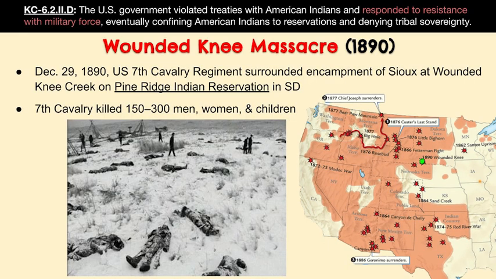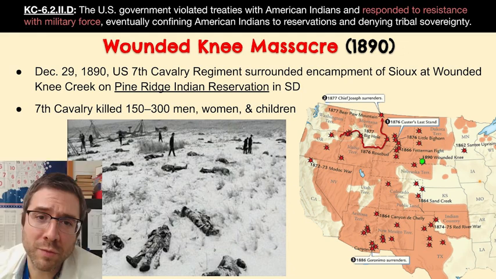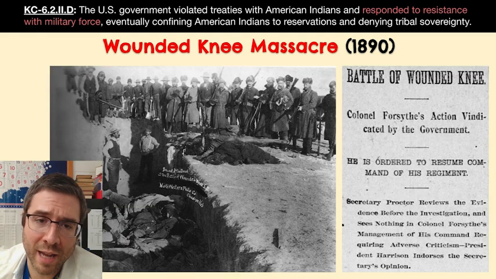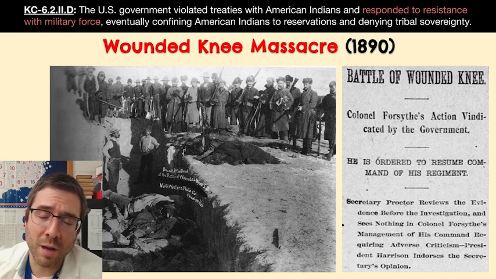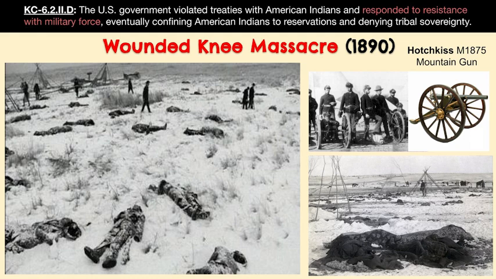The firearm discharged, and the cavalry took that moment as an opportunity to open fire on the peacefully congregated natives at Wounded Knee, killing 150 at least to possibly even 300 people. This included men, women, and children. The Hotchkiss 1875 mountain gun, a very powerful weapon, was even used on this peaceful congregation of natives.